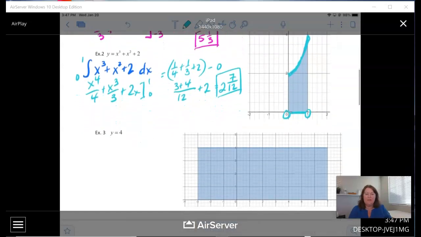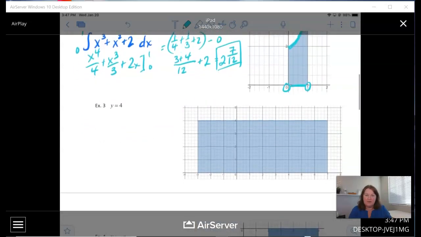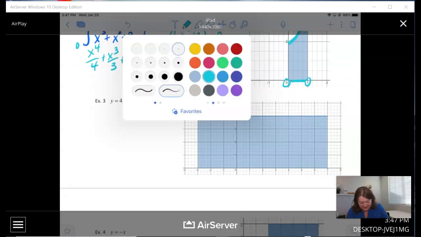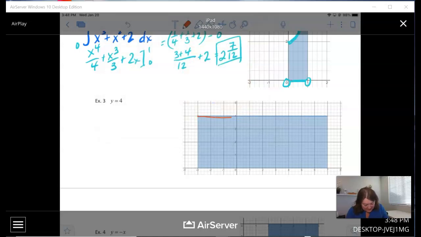All right, so here's a super easy one, right? We've got a y equation that is just a horizontal line. So if our y equation is this horizontal line and we're finding the area between here and here, right, we're going to evaluate.